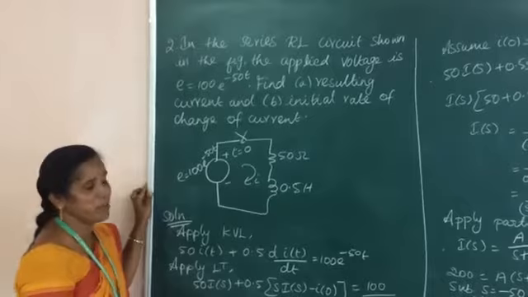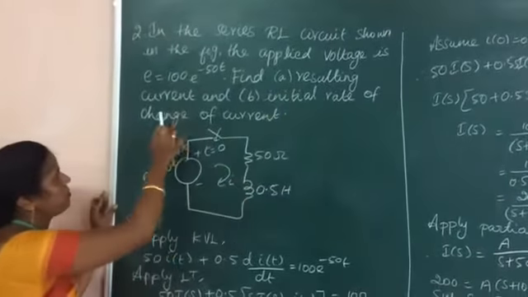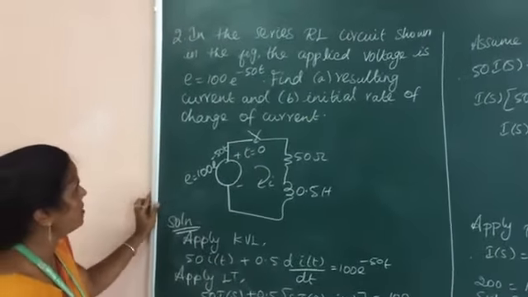So the second problem we are going to see is, in the series RL circuit shown in figure, the applied voltage is E is equal to 100 e power minus 50t. So this is an exponential signal. Find the resulting current and the initial rate of change of current. So the given problem is, you have a simple RL series circuit excited by an exponential supply. We have to find the resulting current and the initial rate of change of current.